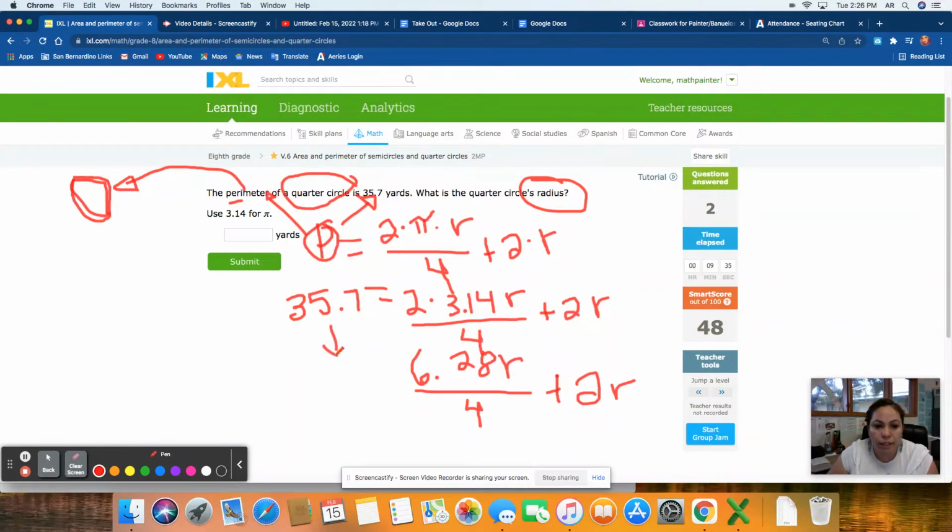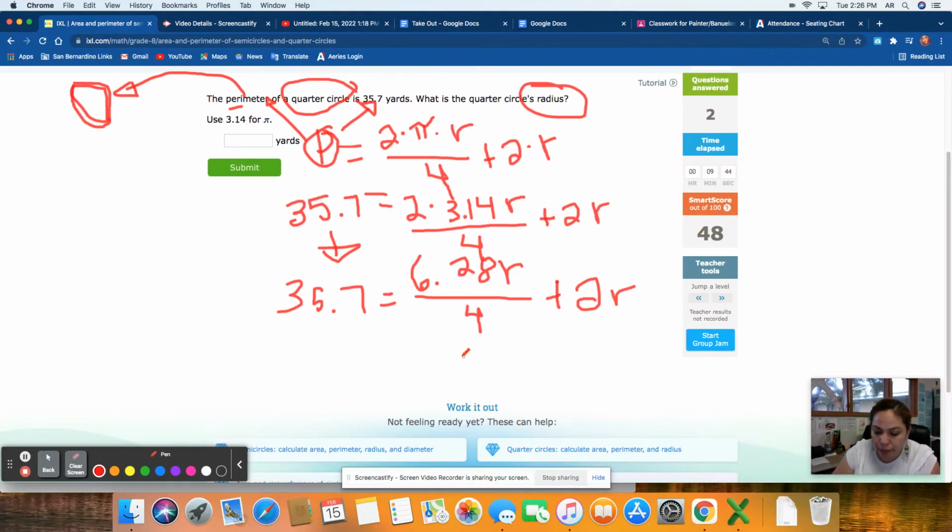We didn't do anything on this side, so just bring down the 35.7 equals. Now we gotta divide. So divide 6.28 by 4, which equals 1.57 R, because we still have the R right there, plus 2R. All right, we didn't do anything to the 35.7, so we just bring it down.